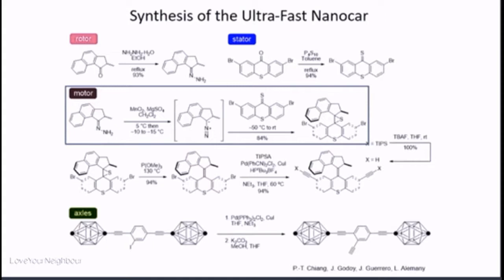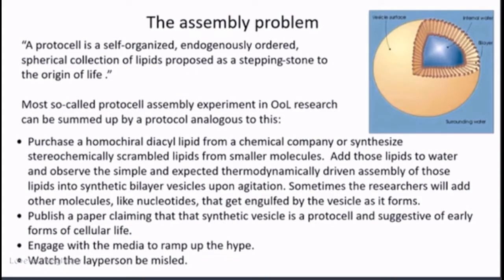Then, once you deal with the synthesis, which you can't deal with, because you have to make the 4 classes of compounds, which nobody else has ever made ab initio from the beginning, starting with prebiotic-like conditions. Even using advanced synthetic techniques, it's tough. But then you have to assemble them into a cell. So a protocell is a self-organized, endogenously ordered, spherical collection of lipids proposed as a stepping stone to the origin of life. So it's taking a lipid bilayer, and it forms a spherical system capturing water inside. So that when people make this, they say, hey, we're going toward life. Oh, are you?